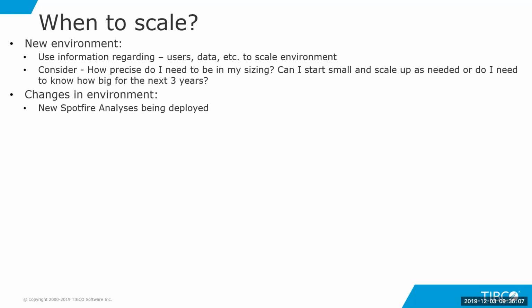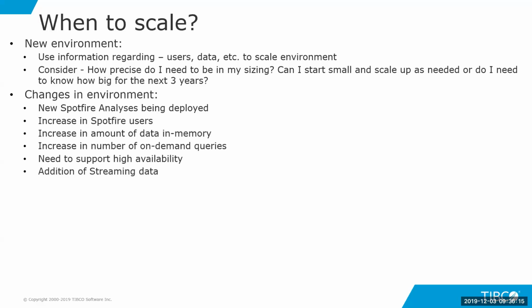The other thing is changes in the environment, about when to scale: new Spotfire applications deployed, increases in Spotfire users, amount of data in memory, on-demand queries, and whether you need to support high availability or not. Back to the clustering of the Spotfire server question. And even on the web player, high availability: do I need to have multiple ones to support that in case one goes down?